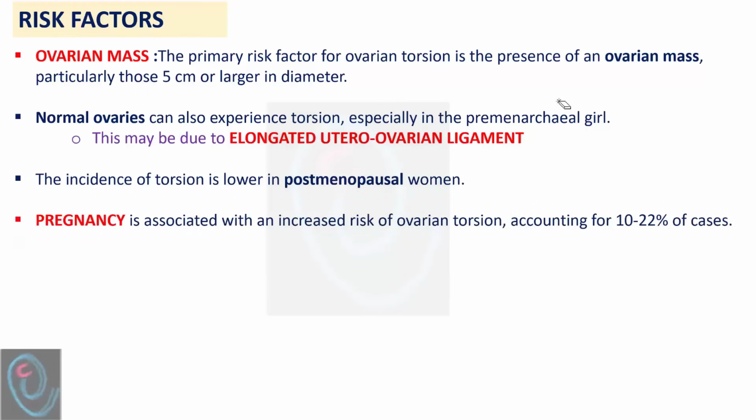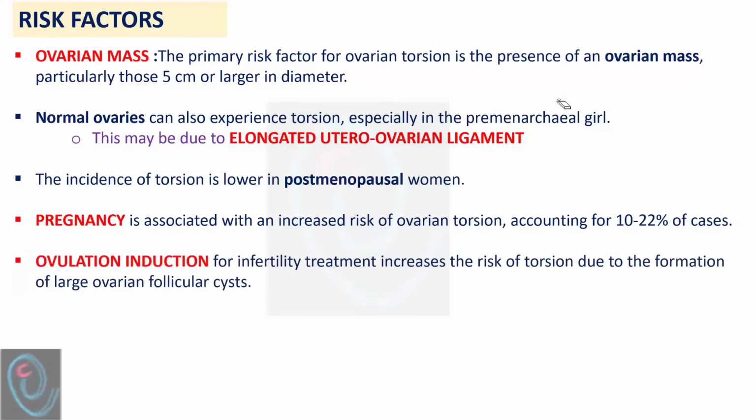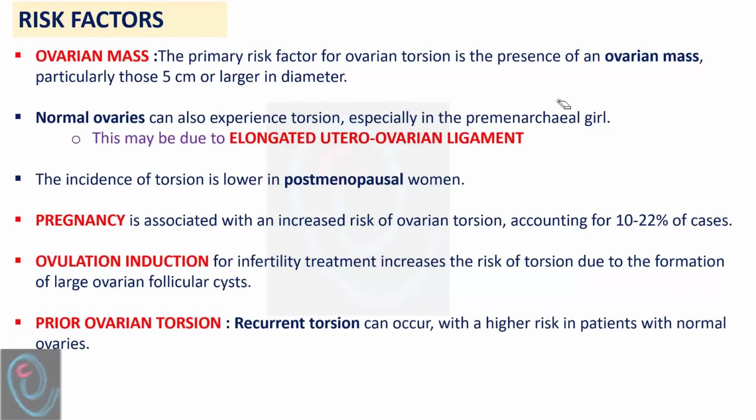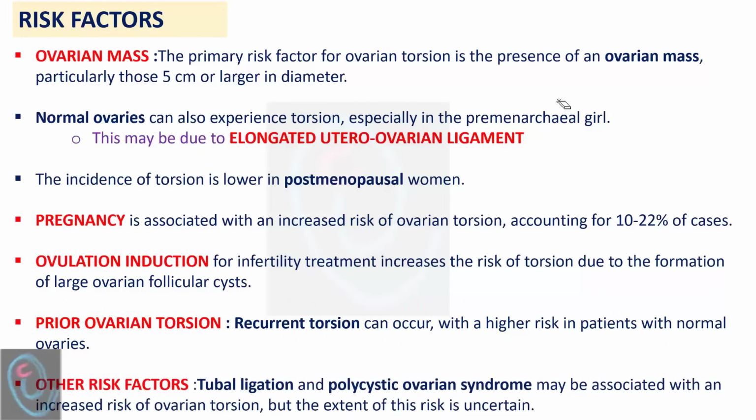Pregnancy is another risk factor associated with increased risk of ovarian torsion, accounting for about 10 to 22% of cases. Ovulation induction is another risk factor because it is associated with formation of large ovarian follicular cysts. Prior ovarian torsion is another risk factor. Other risk factors include tubal ligation and polycystic ovarian syndrome. However, the extent of this risk is uncertain.